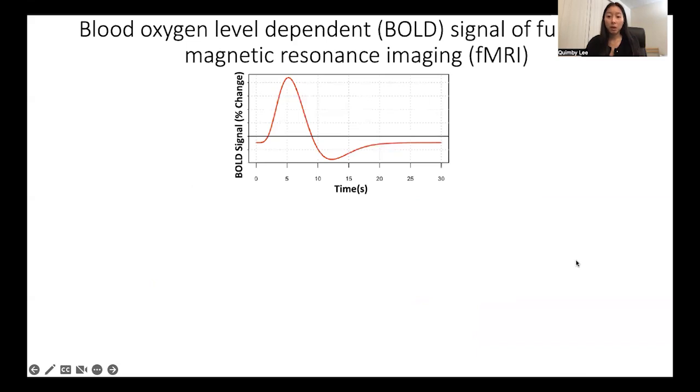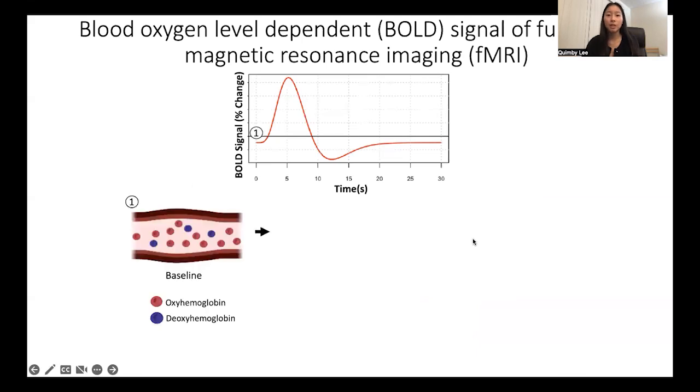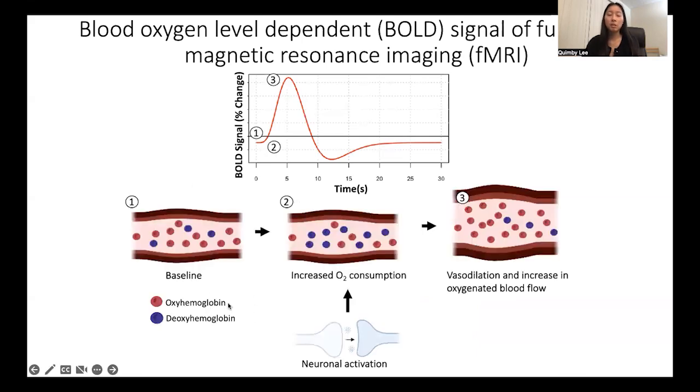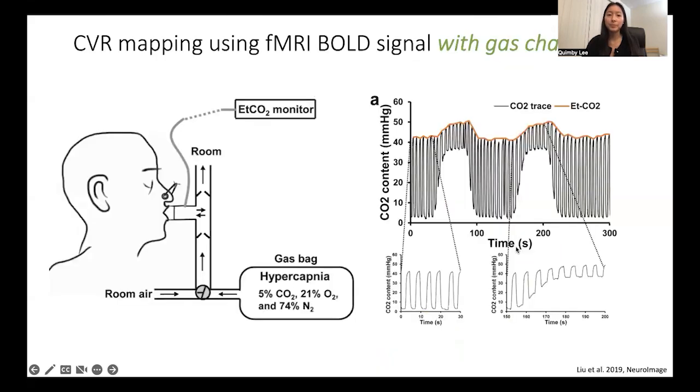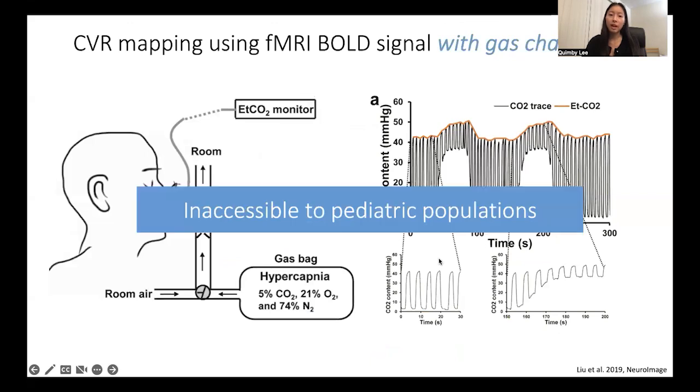We can measure this blood oxygenation and vasodilation through the blood oxygen level dependent signal of functional magnetic resonance imaging, which measures the amount of oxyhemoglobin to deoxyhemoglobin in the bloodstream. And so when we have an increase in carbon dioxide, we have a vasodilation event and an increase in the BOLD signal. Previous studies have used fMRI BOLD signal with gas challenges to measure CBR in adults. However, this requires elevated CO2 inhalation as well as respiratory monitoring, which makes it inaccessible to pediatric populations.